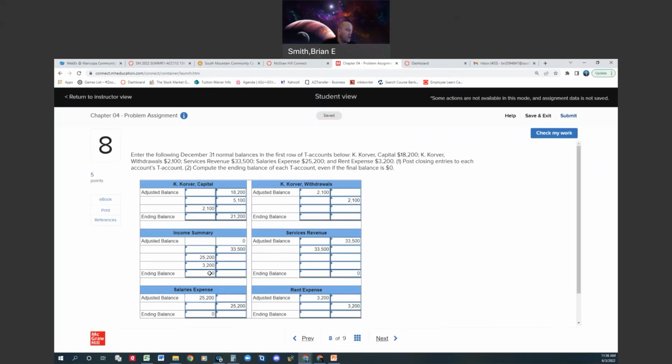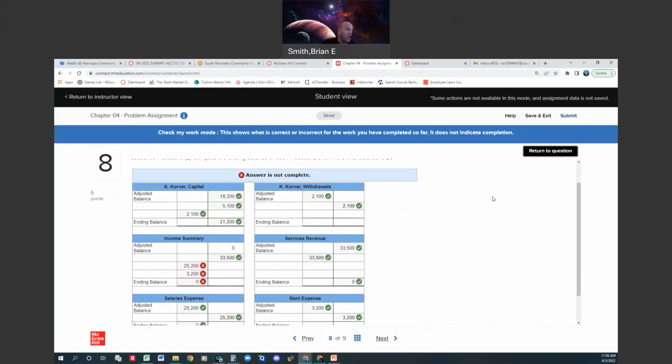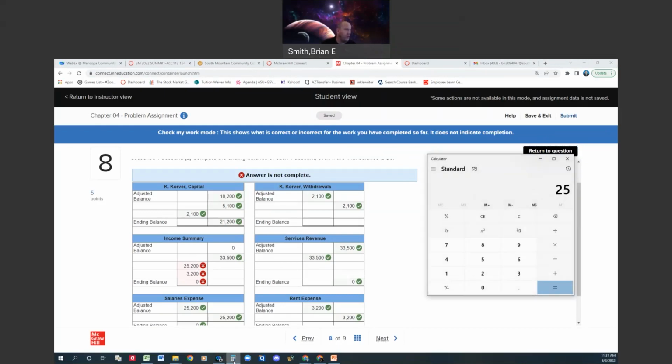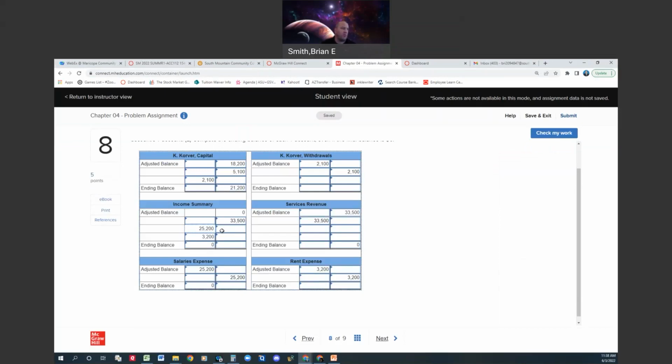Okay, it's not going to let us do that. I'm curious what they want us to do with that account. It's got to be wrong. Okay, the income summary. Oh, I know what they want us to do. They want us to put them all in the same. So we need to combine these two to make it to where it needs to be. 25,200 plus 3,200. That's what it wants us to do. 28,400. Sometimes you just got to kind of figure that out. 28,400. I know, if you're doing this by hand, it would be fine. That's what it wants us to do.